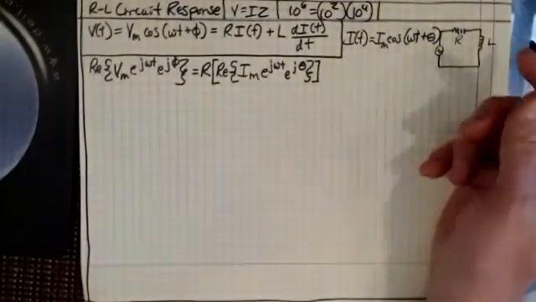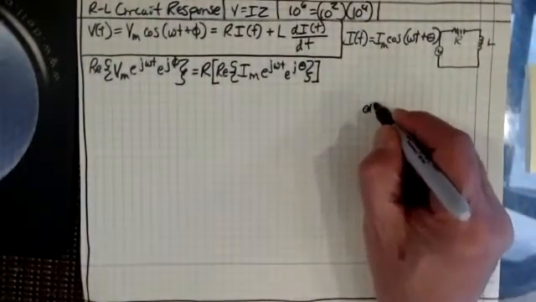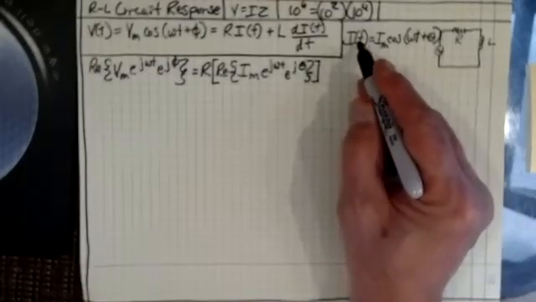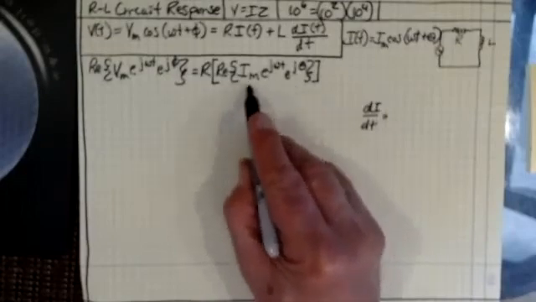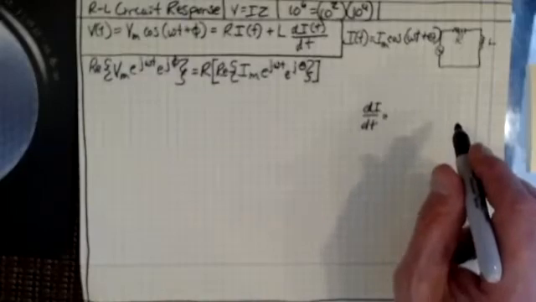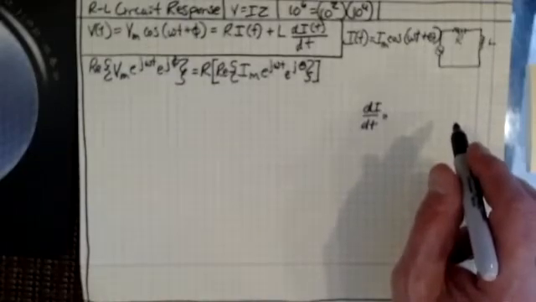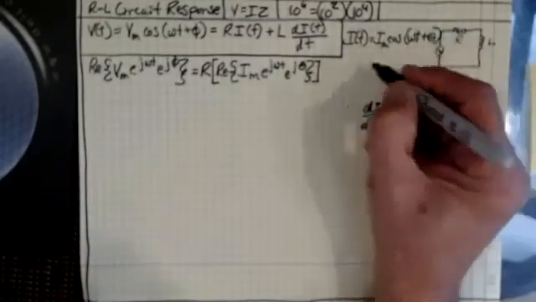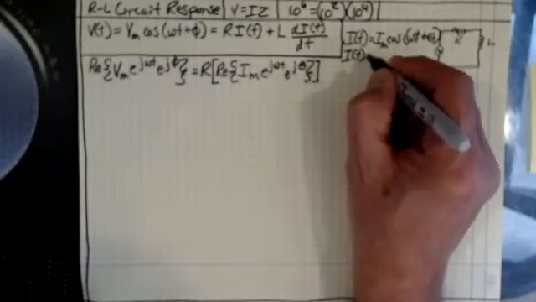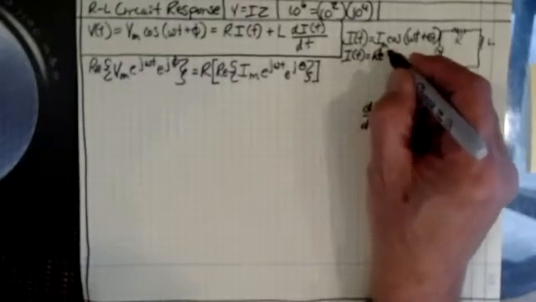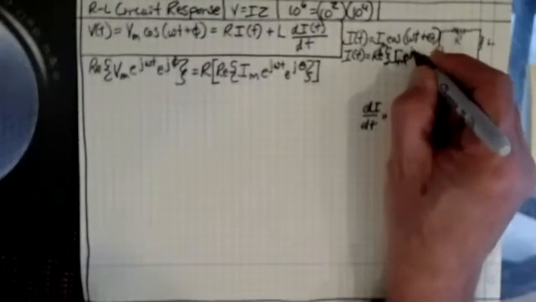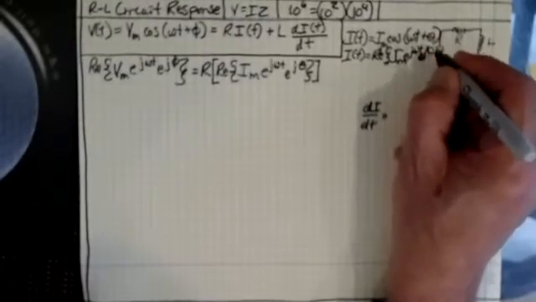Now, what is di dt? If this is i right here, what is di dt? You know, I should probably write this i up here in its form so everybody can sort of see it, and that's going to be the real part of I max e to the j omega t e to the j theta.